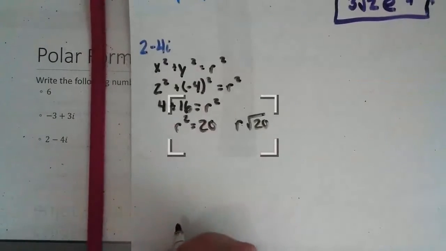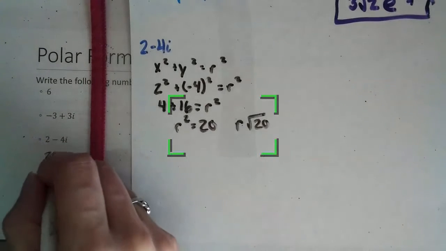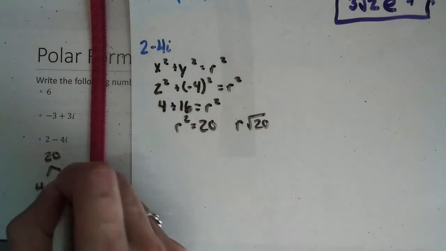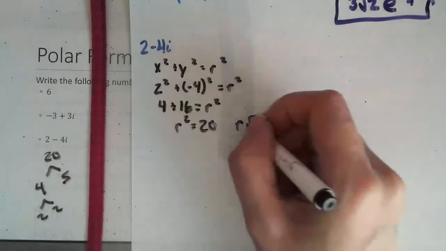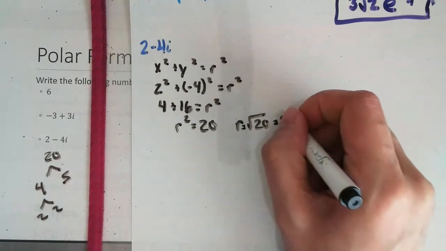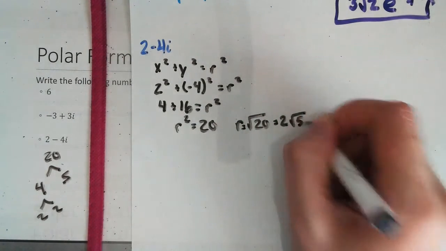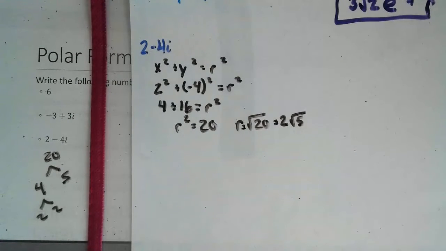Let's break down 20 to make sure we don't miss anything. I'll do it over here. 20 is 4 times 5, and 4 is 2 times 2. So I can pull a 2 out front because those paired up, and a 5 stays underneath because it didn't pair up. So our r value is 2 times the square root of 5.